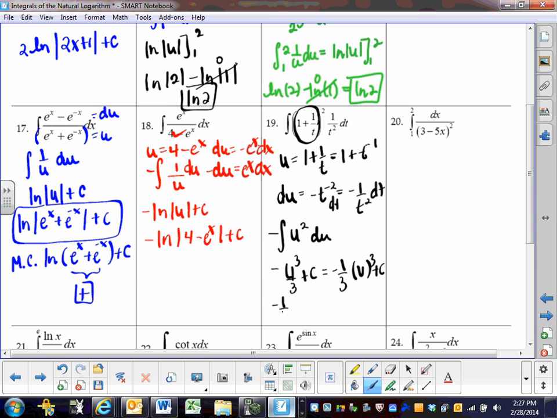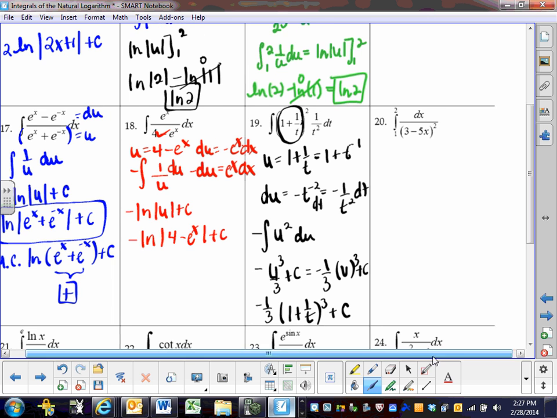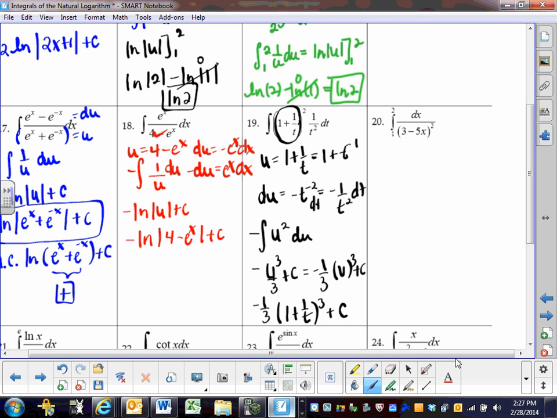Now remember, not all of these questions, every time you see a fraction, are going to be natural log. So this time I have an inside again. So my u is 1 plus 1 over t. So du is the derivative of 1, which is 0. The derivative of 1 over t, which we could think of as t to the negative 1, is negative t to the negative 2, or negative 1 over t squared dt.